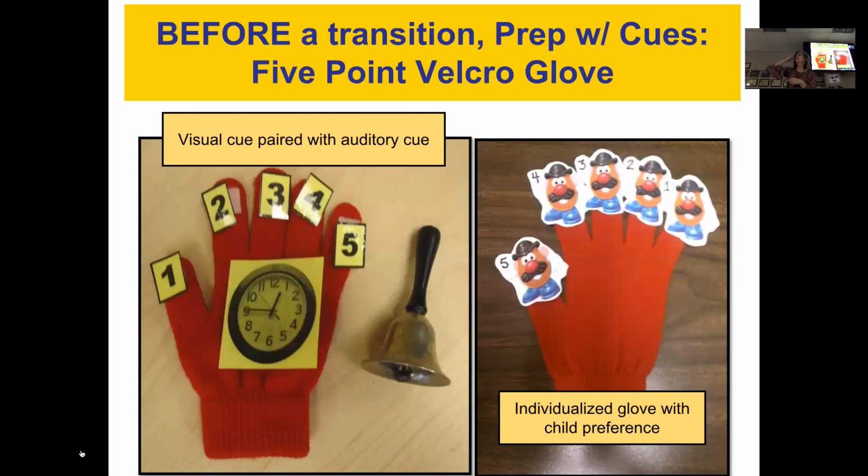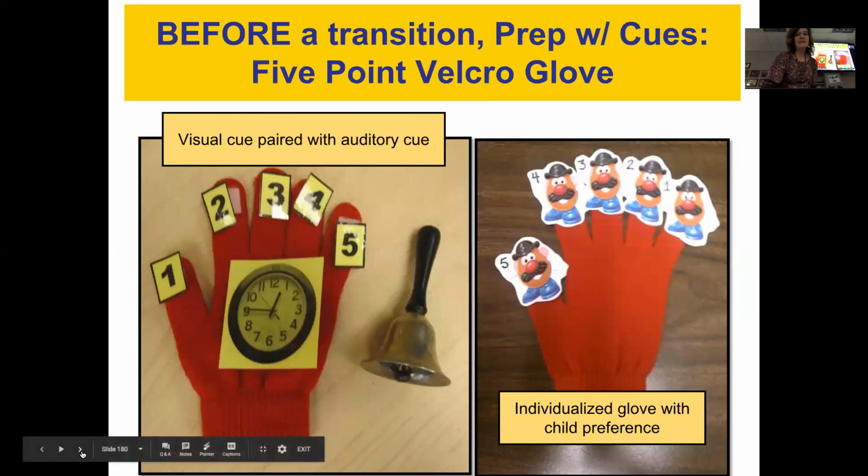So just different ideas. If you have a child that's maybe a hard to handle kid, whatever they're into. I had one little guy that was really into monster trucks, so we made a bunch of monster trucks for a 5-point timer. It just depends. Kind of go with what they might be into.